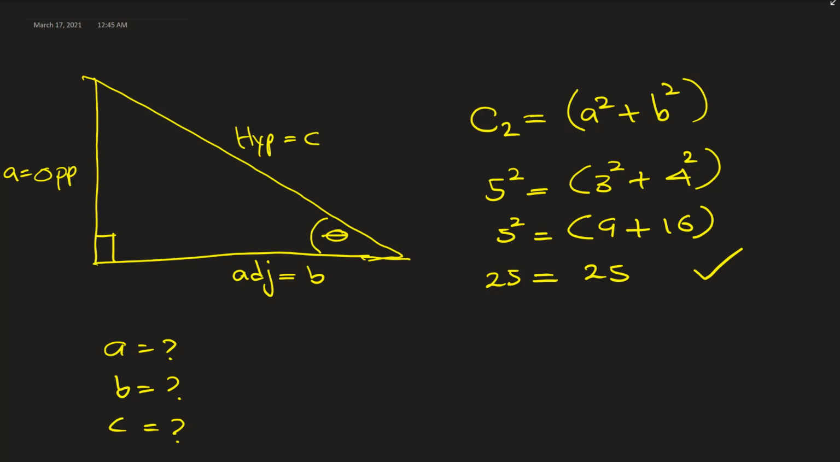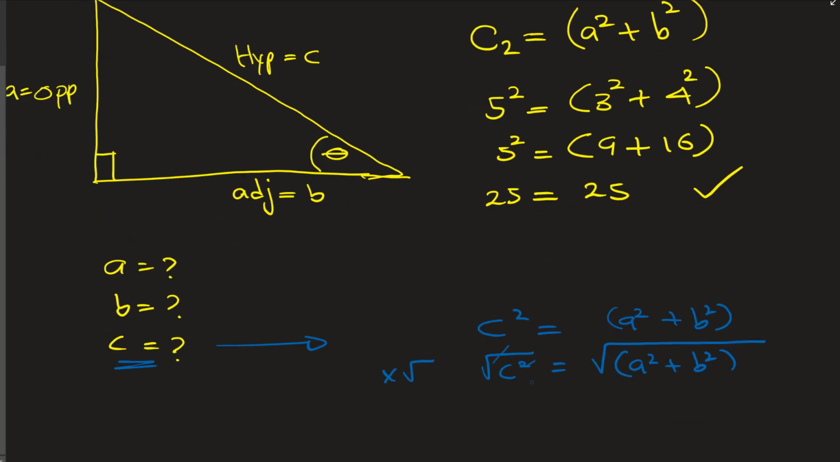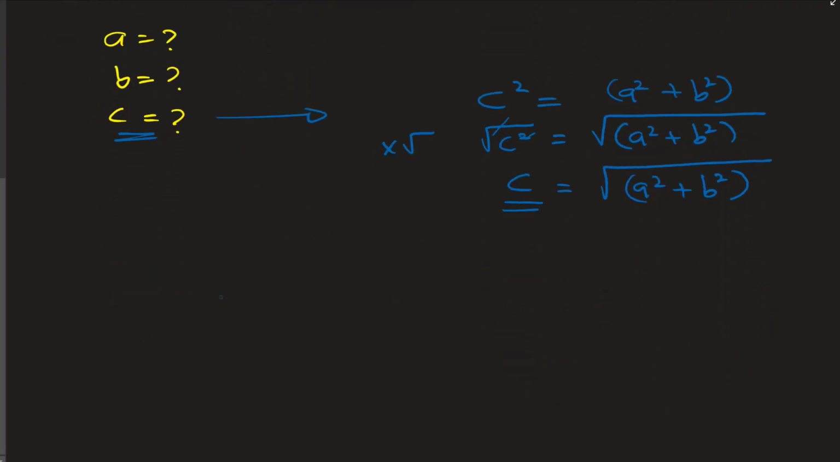But what you will be dealing with is you're given a, b, c, but you're missing one. In this case, let's say c is the unknown, and c can be calculated using the root of c squared is the root of a squared plus b squared. Why? The root and the c squared are going to cancel out, so you get c here. So c is actually the root of a squared plus b squared, right? So this situation can be applied.